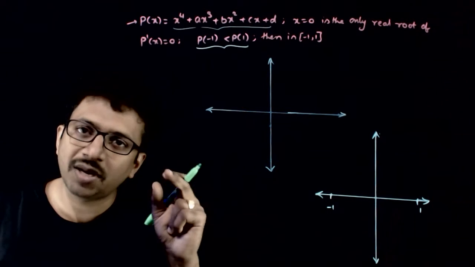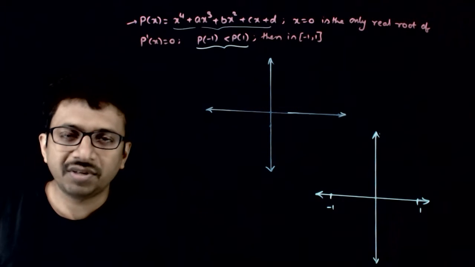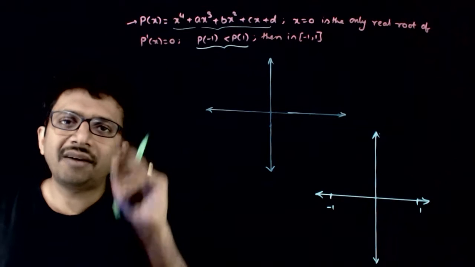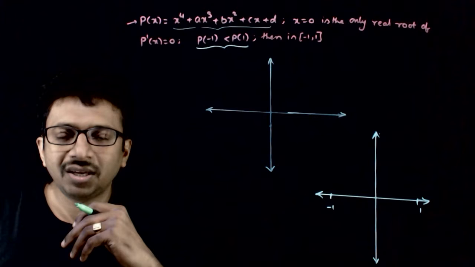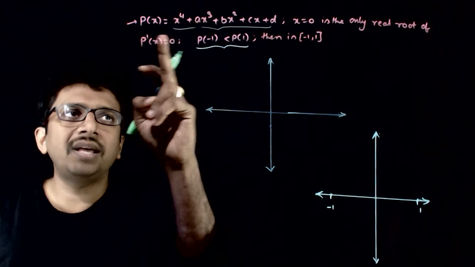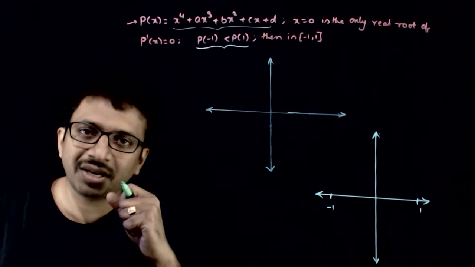That is, p of minus 1 and p of 1. You're asked to compare these two. So what is the meaning of this question? Usually if you have a fourth degree equation, how does a usual fourth degree curve look like? If you have y is equal to a fourth degree curve, it can have a maximum of 3 roots, right?